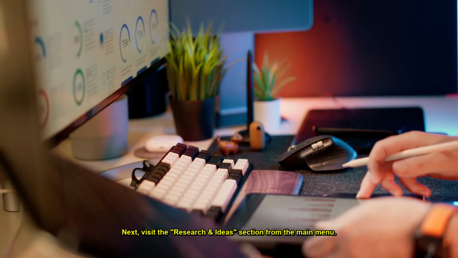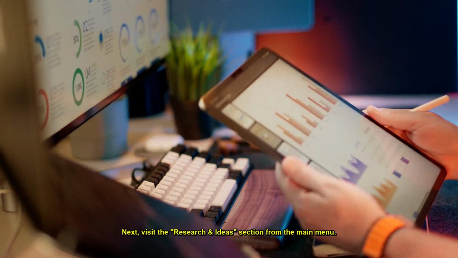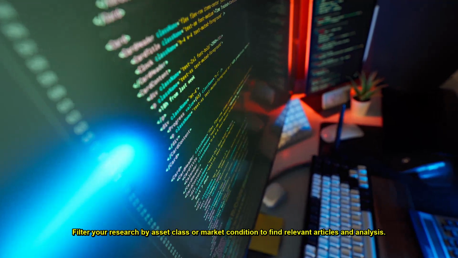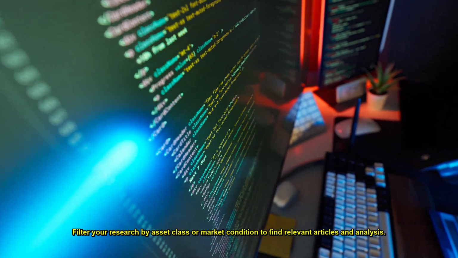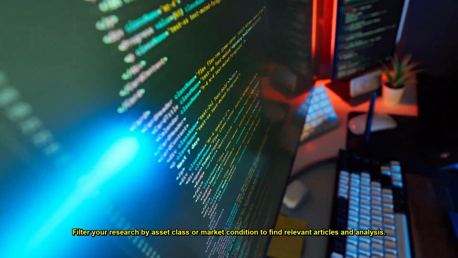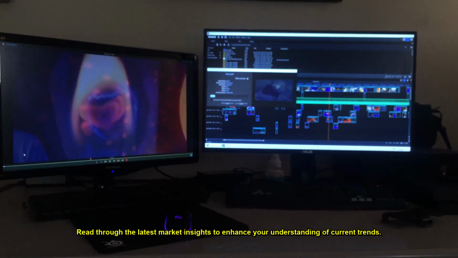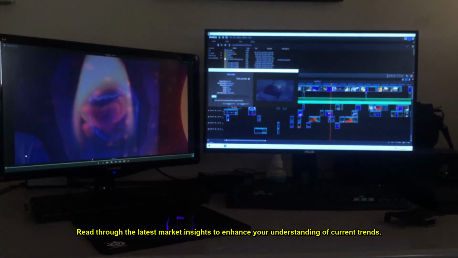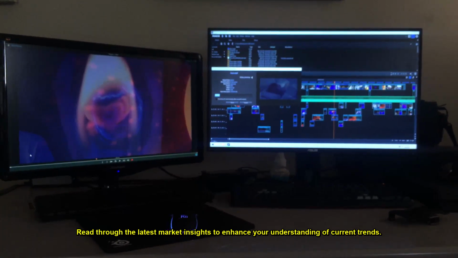Next, visit the Research and Ideas section from the main menu. Filter your research by asset class or market condition to find relevant articles and analysis. Read through the latest market insights to enhance your understanding of current trends.